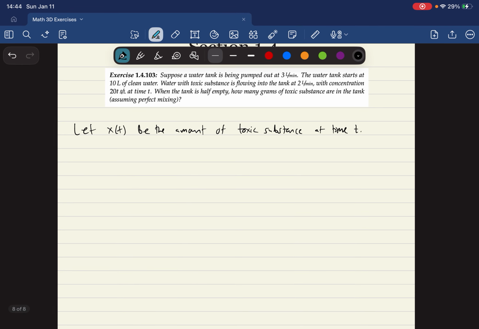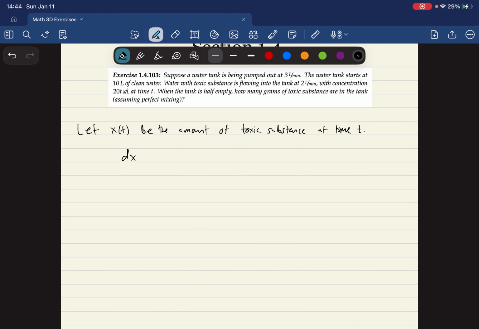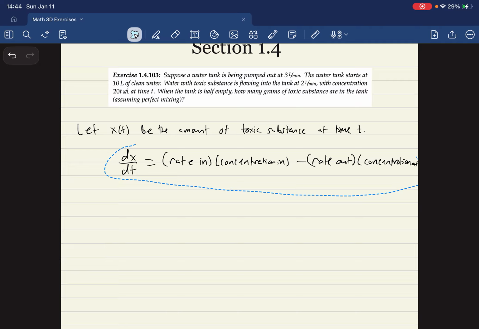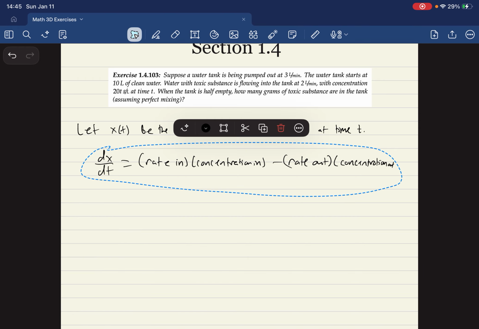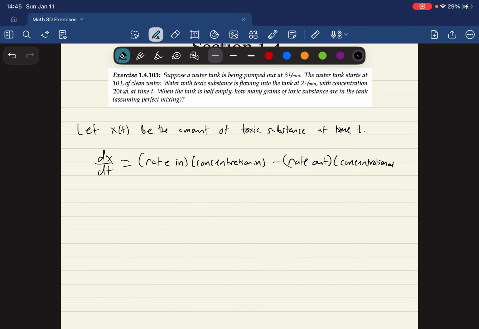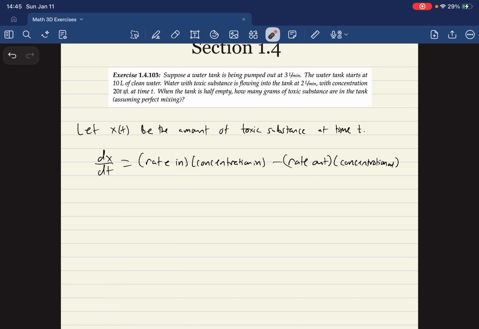So, as is usual with these mixing problems, our differential equation is going to be set up like this. Our derivative dx/dt is going to be the rate in times the concentration in, minus the rate out times the concentration out. And so what we need to do is determine what's the rate in, concentration in, rate out, and concentration out.